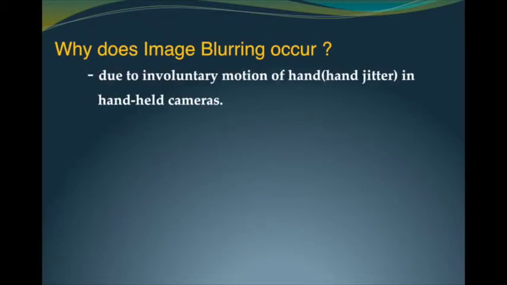Image blurring is a result of involuntary motion of the hand. It is very common in handheld cameras. The normal frequency of hand shaking is 10 to 20 Hz, which can make substantial blur in the image.